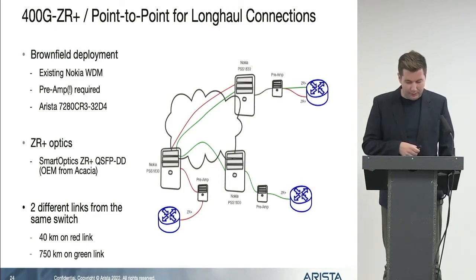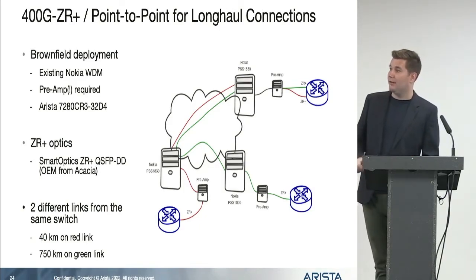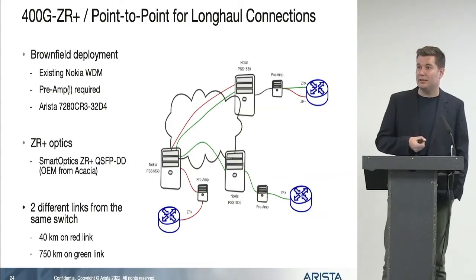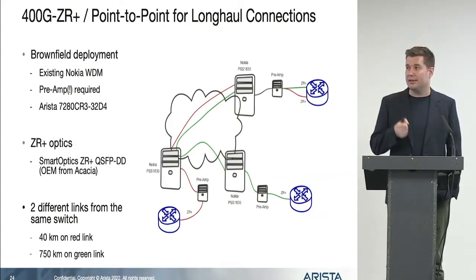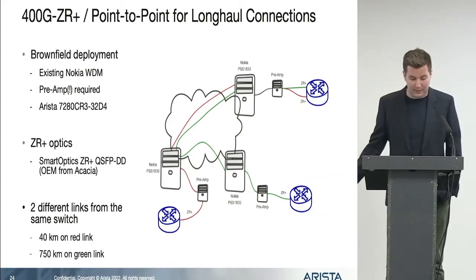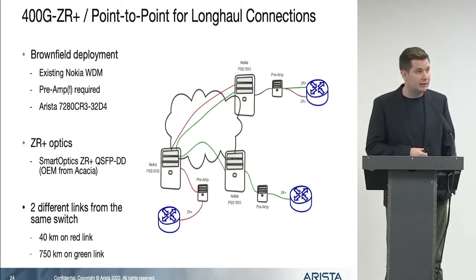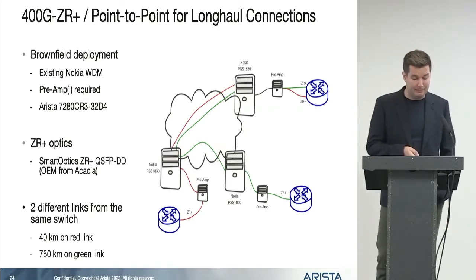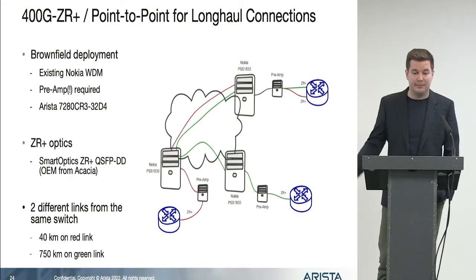And we have two different lengths of link. We have a shorter link, again 40 kilometers, that we are configuring ZR Plus on this time. And we also have a much longer link, which is a 750 kilometer link, shown in green here.